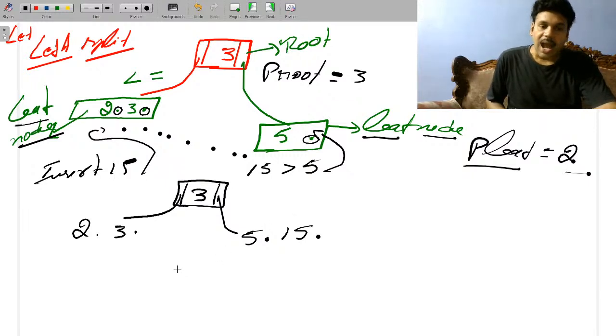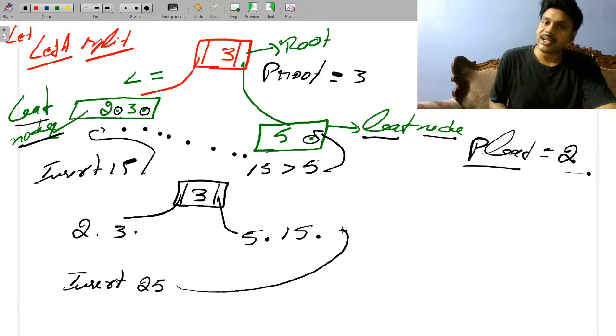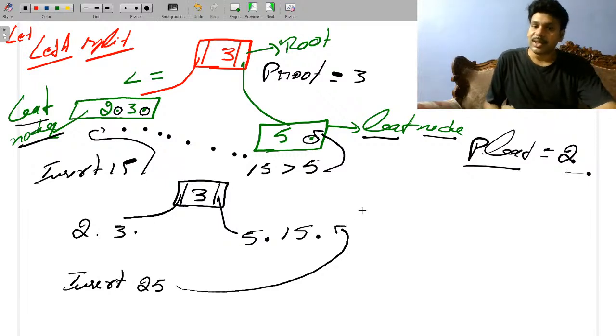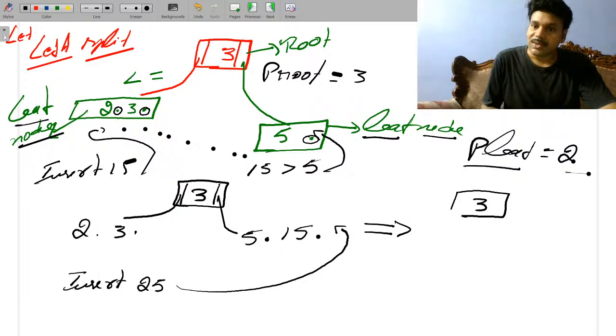Now, I want to insert, please observe. I want to insert 25 now. When you are inserting 25, it's greater than this, therefore it is going to be inserted exactly like this. So it is a 3 here, and it will come 2 dot, 3 dot. It will come here 5 dot, 15 dot and 25 dot.